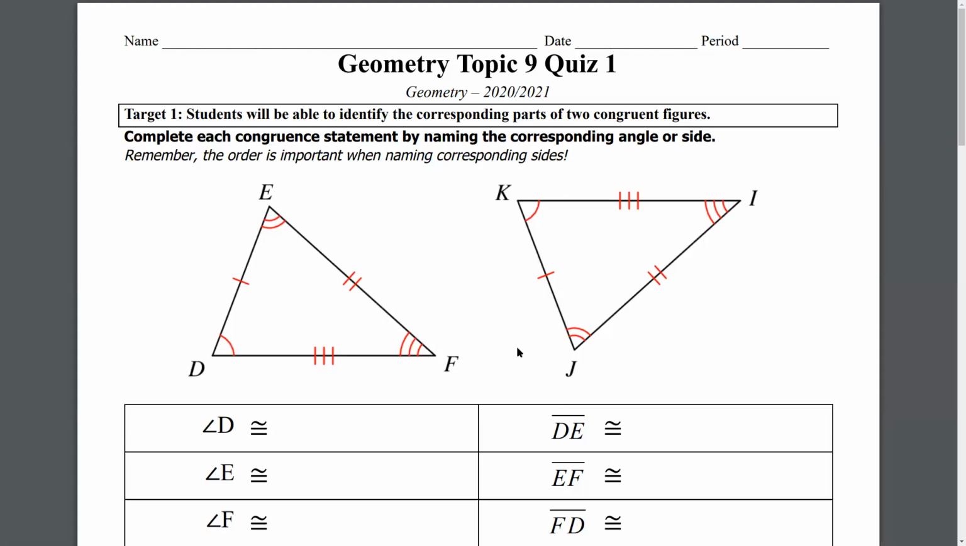Hi everyone, and welcome to our video going over the Geometry Topic 9 Quiz 1. So Topic 9 had two assessments. One of them was shared with Topic 10, and one of them was dedicated to itself. This is the first one going over just Topic 9 stuff.